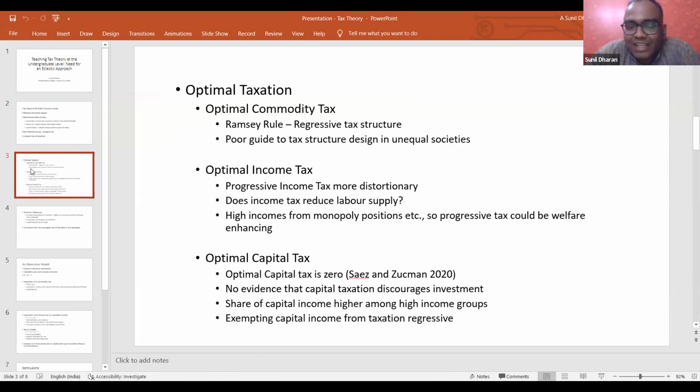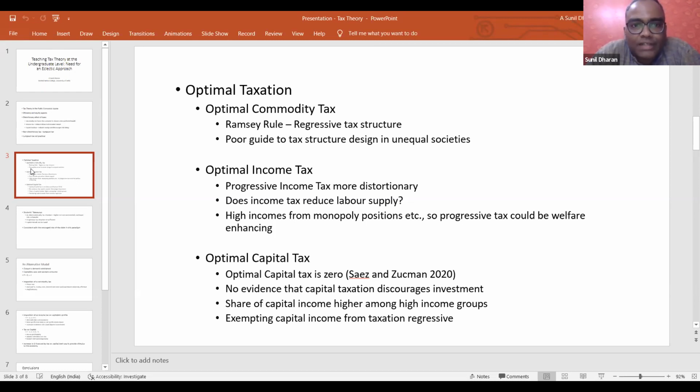After doing these basic aspects of taxation, the undergraduate syllabus of public finance looks at optimal taxation. It moves on to the optimal taxation theory. Optimal taxation theory looks at how we can achieve a given amount of revenue for the government by minimizing the inefficiencies.